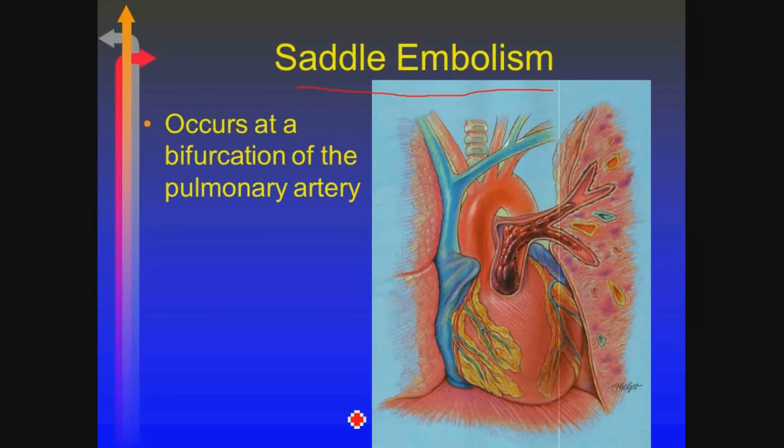A special type of embolism is what's called a saddle embolism, and that's an embolism that occurs at the bifurcation of one of the large pulmonary artery branches, and in the process you can knock out an entire lung or an entire lobe, as the case may be. They're huge. Very high mortality.